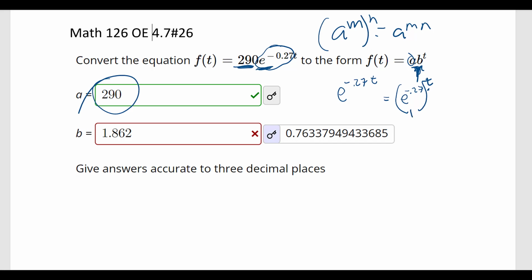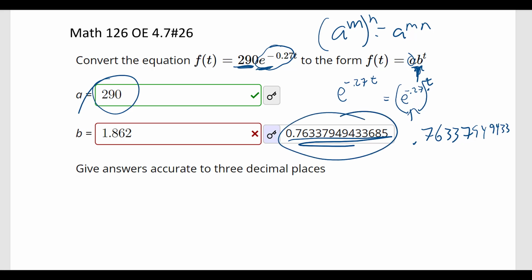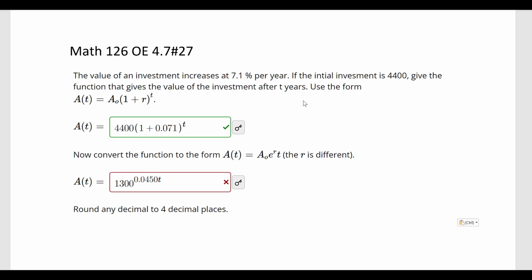And if you look at this expression here, e to the negative 0.27 is our 0.763379494333, I'm out of space. But that's where this comes from. This is our e to the negative 0.27. Now let's continue on here.